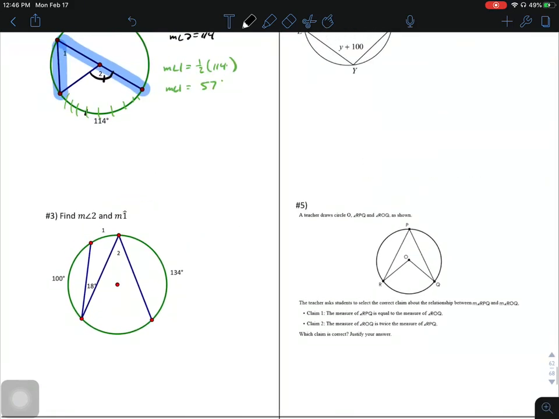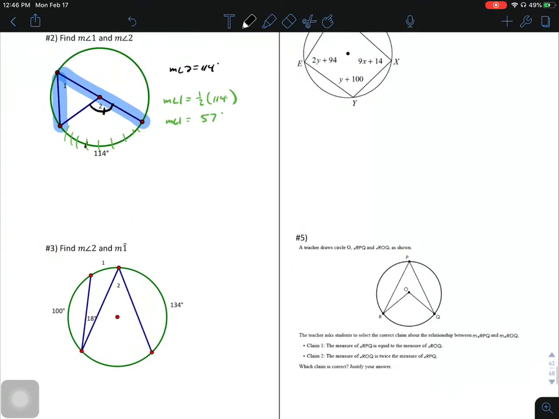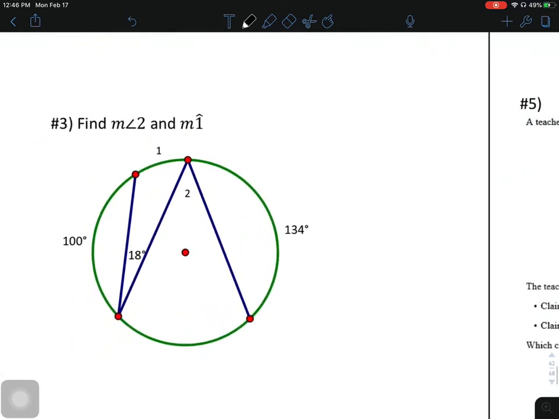There's different ways to do these problems, by the way. You can use anything that we've learned this year. We could have used isosceles triangles to figure that out, angle sum theorem, supplement theorem. There's lots of ways to get to this angle. Exterior angle theorem also would apply to that.